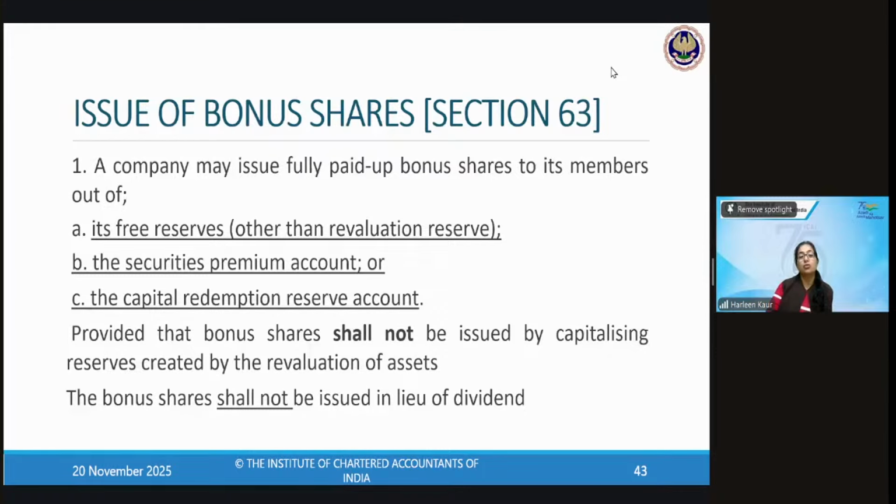What about the bonus shares? The company can issue bonus shares out of what? Quickly write in the chat box. Bonus shares can be issued out of what? Can we use the revaluation reserve for issuing bonus shares? Can we issue bonus shares in lieu of dividend? No, ma'am, not possible. Only out of free reserves, SP account and CRR can bonus shares be issued. And the only purpose of CRR, beta, is that it is used for issuing bonus shares.